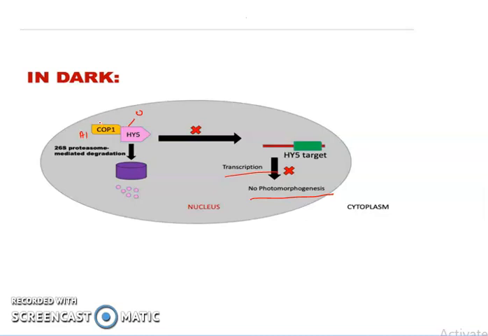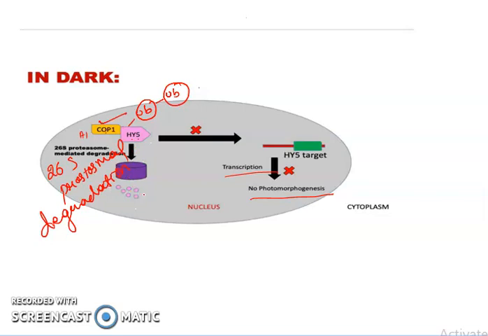COP1 is present inside the nucleus. It will be attached with HY5. When it is attached with HY5, as COP1 is a ubiquitin ligase, it will add a ubiquitin tag upon HY5, which is a transcription factor. When ubiquitin is added to HY5, it will undergo 26S proteasomal degradation, by which HY5 will be degraded.